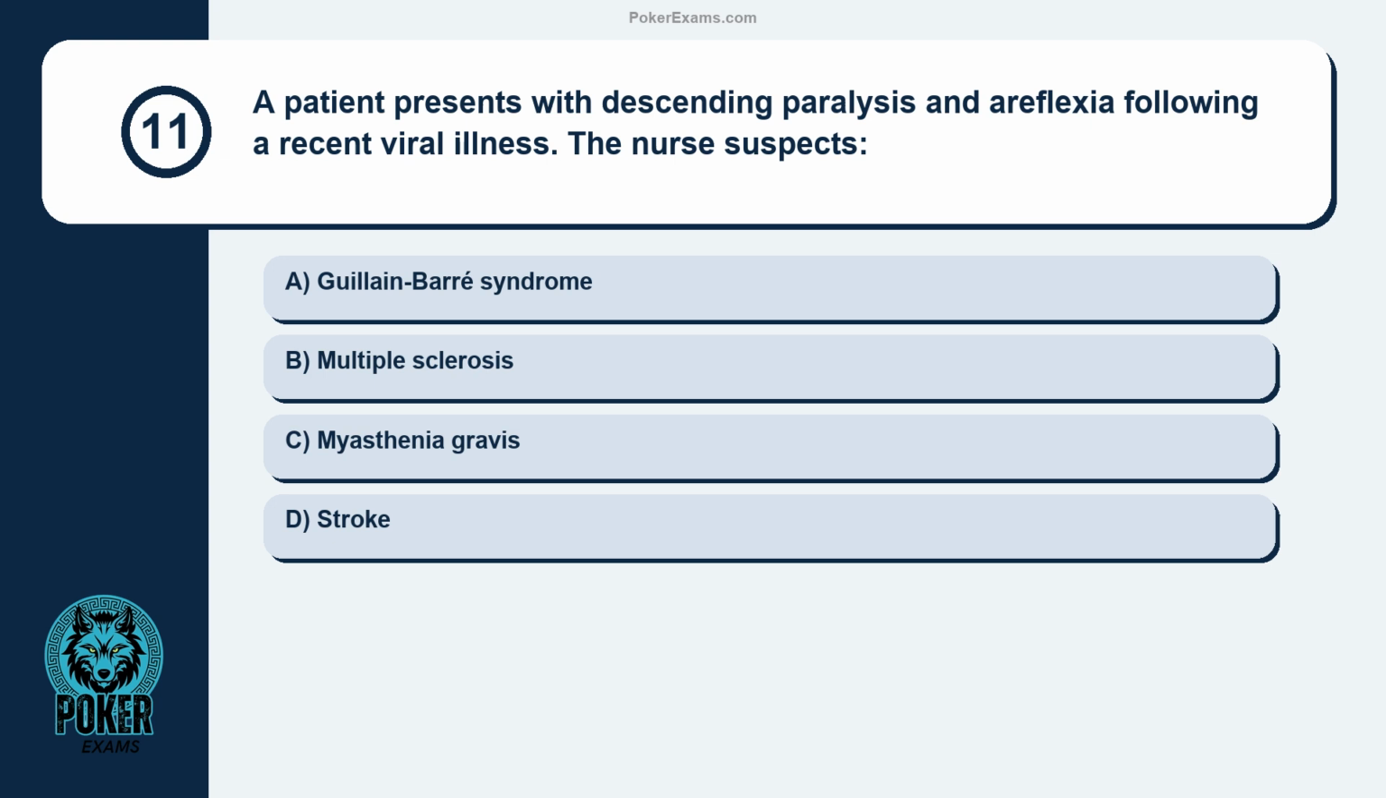Question 11. A patient presents with descending paralysis and areflexia following a recent viral illness. The nurse suspects Guillain-Barré syndrome, multiple sclerosis, myasthenia gravis, stroke.